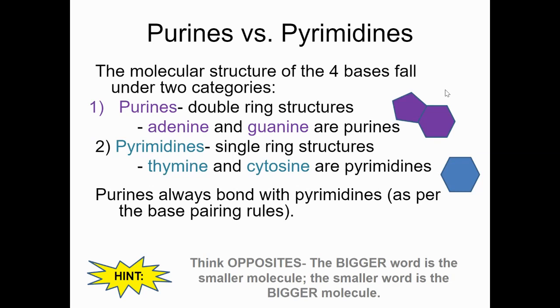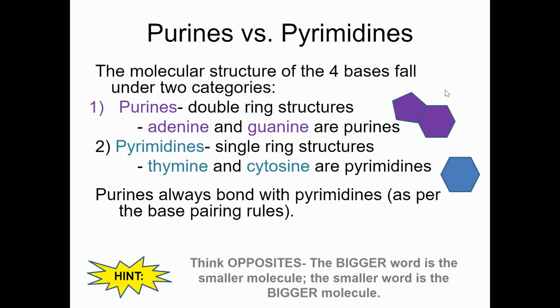Now, the reason why they pair up the way they do is because of their molecular structures. And those 4 bases actually fall into 2 different categories. The first category is known as a purine, meaning that this structure has a double ring. And it's our adenine and guanines that are classified as purines, while our thymine and cytosine are classified as pyrimidines, meaning they only have single ring structures. And so a purine always is going to bond with a pyrimidine as per their base pairing rule.